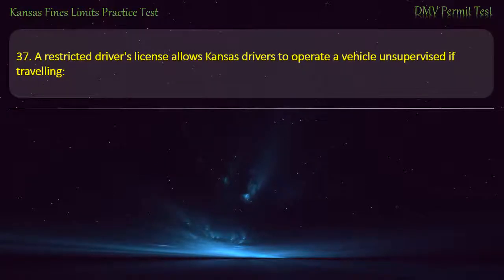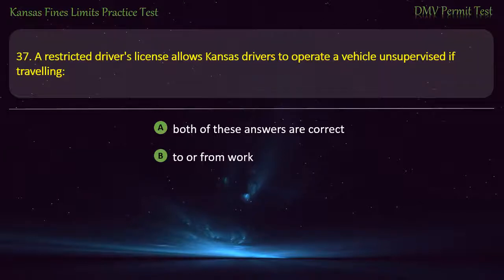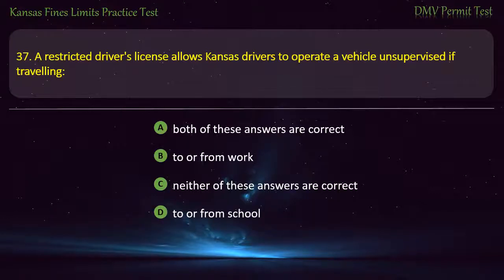Question 37. A restricted driver's license allows Kansas drivers to operate a vehicle unsupervised if traveling. Both of these answers are correct. To or from work. Neither of these answers are correct. To or from school. Answer. Both of these answers are correct.